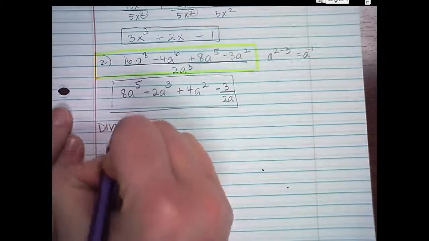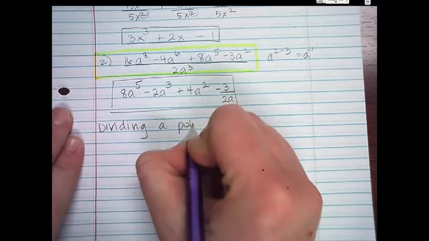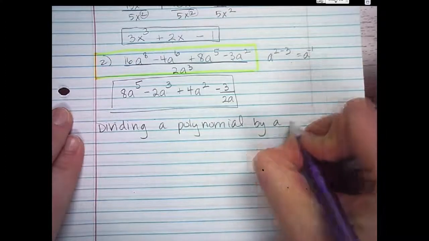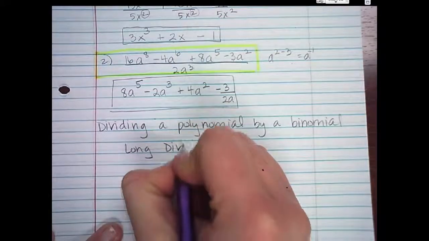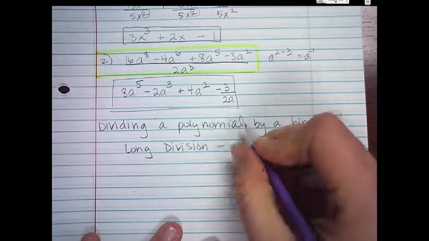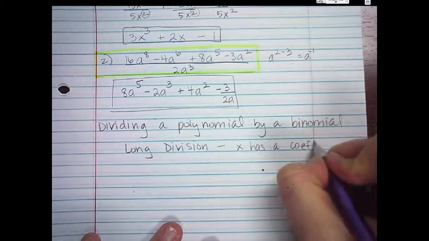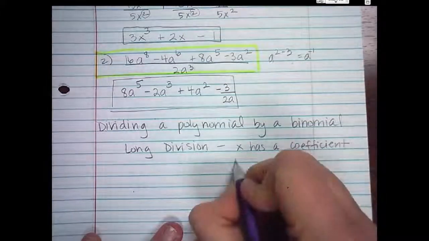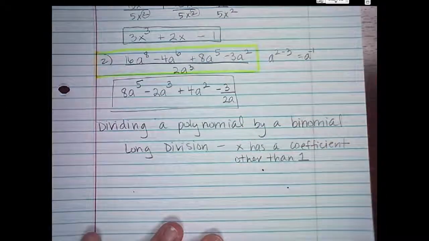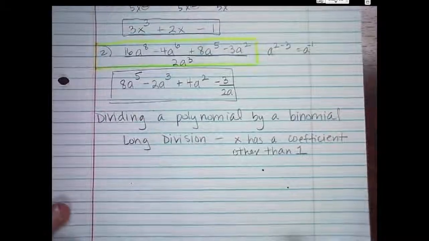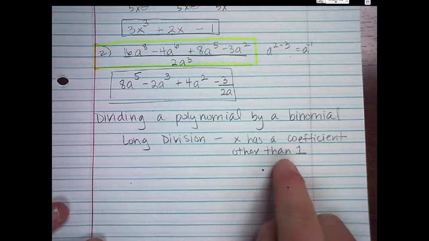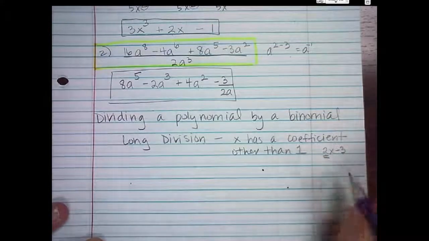Okay, the second thing we're going to do, and this is the longer part, we're going to divide a polynomial by a binomial. Now, there's 2 different ways to do this. So today we're going to do long division. So long division we're going to use when x has a coefficient other than 1. Tomorrow we'll do synthetic division, which is I would say easier, but you can't always use synthetic division because if x has a coefficient other than 1, so what I mean by that is like 2x minus 3. The coefficient to x is not 1.